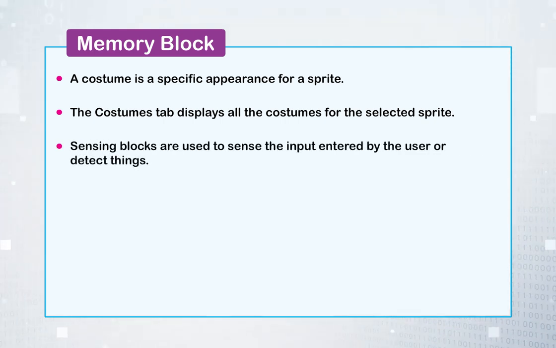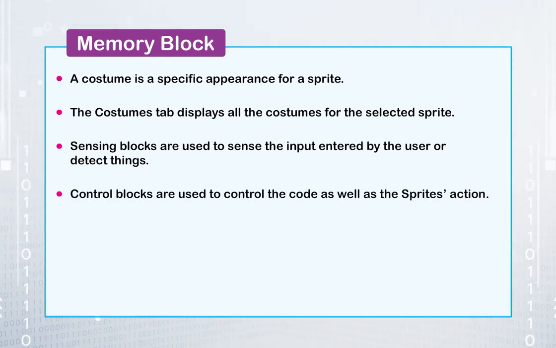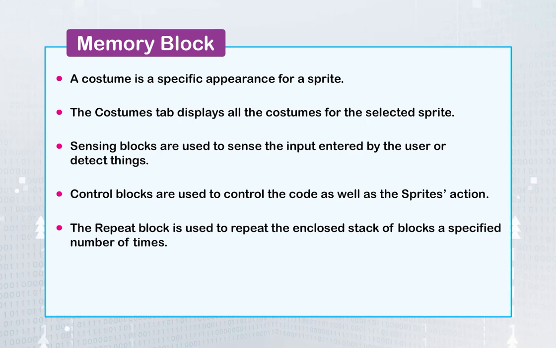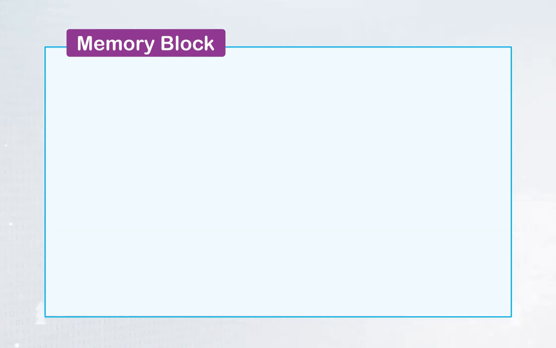Sensing blocks are used to sense the input entered by the user or detect things. Control blocks are used to control the code as well as the sprite's actions. The repeat block is used to repeat the enclosed stack of blocks a specified number of times. The forever block is used to repeat the enclosed stack of blocks continuously until stopped.